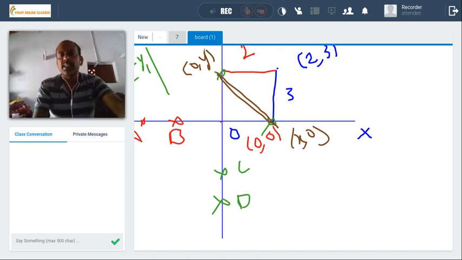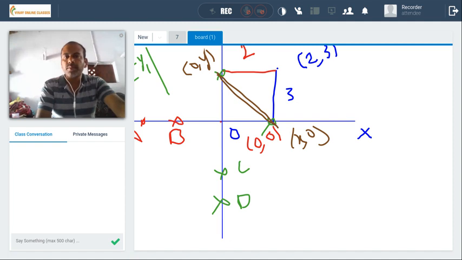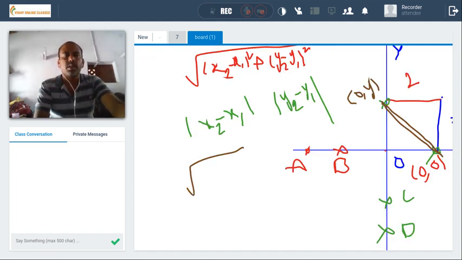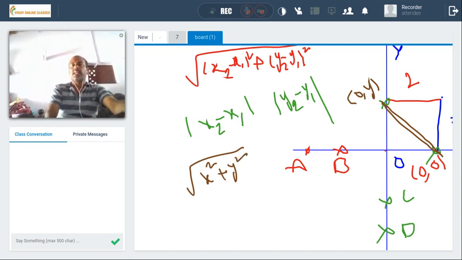One point is on the x-axis and the second point is on the y-axis. In that case, how to find the distance between these 2 points? If we apply this formula, the distance between x comma 0 and 0 comma y, you will get the formula square root of x square plus y square.